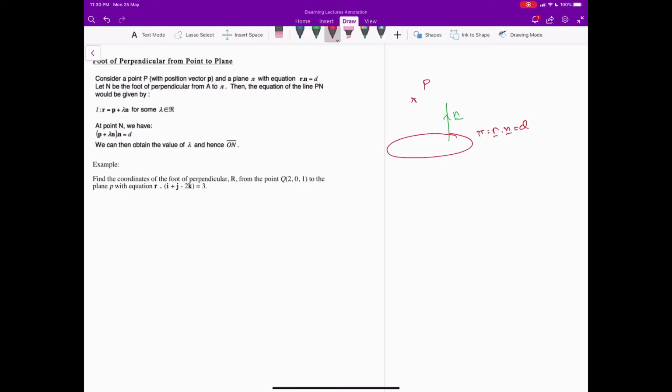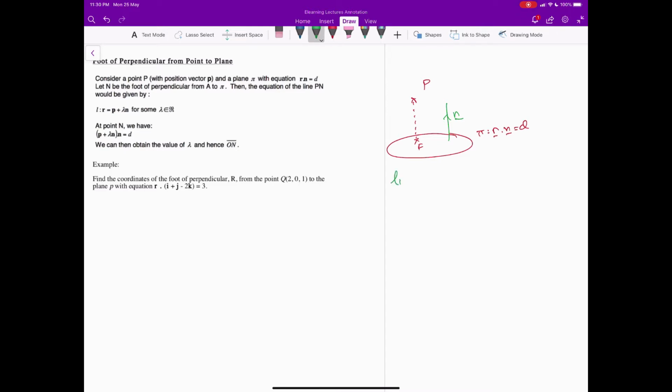Okay, and if I draw a straight line to the foot of perpendicular, you are always trying to compare between the normal and PF. In this case, you should see that PF is parallel to my normal. So I have to create a line equation PF. Then, essentially, finding the foot of perpendicular is just finding the intersection between the line PF and the plane.